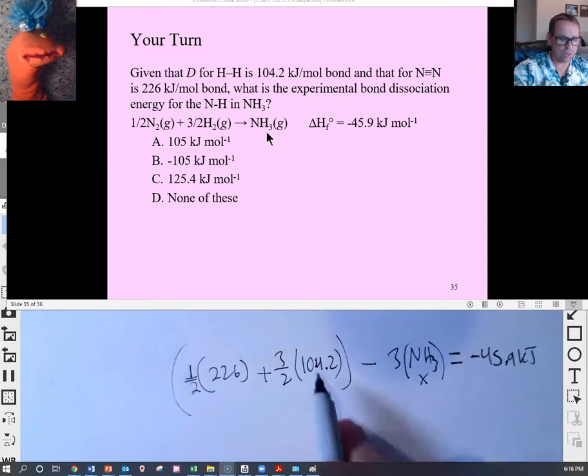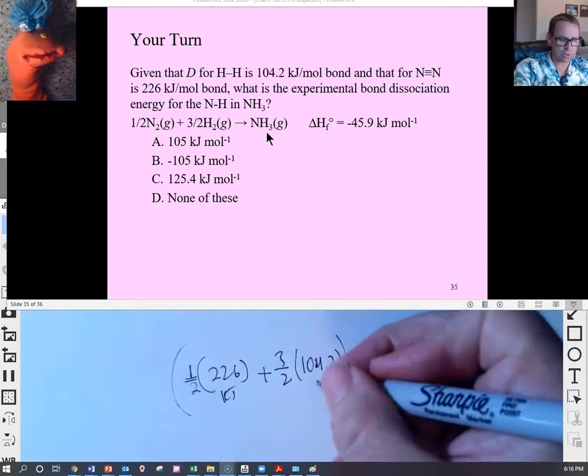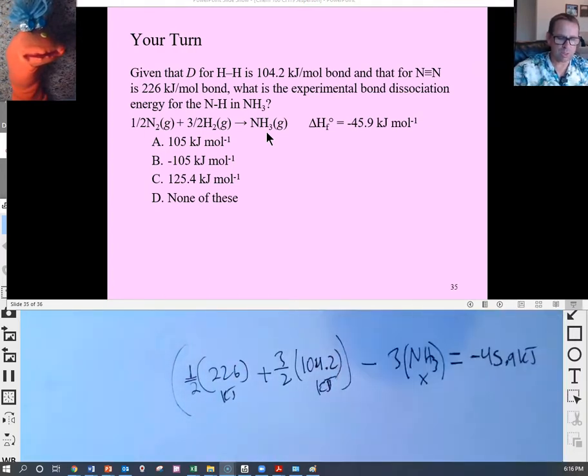Kilojoules of energy. These are in units of kilojoules here, so we have to make sure we have our same units on both sides. And so I could find out what this is, do the math, divide by 3, and find out what my NH3 is. Okay, you want to try that one? Okay.